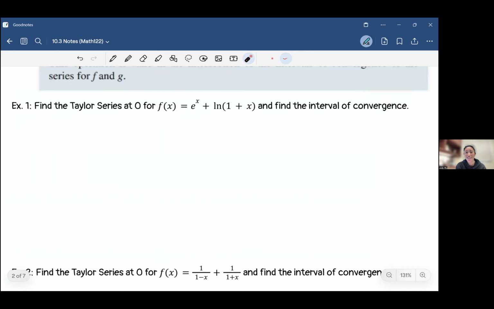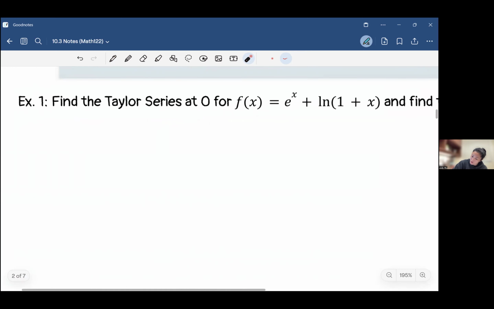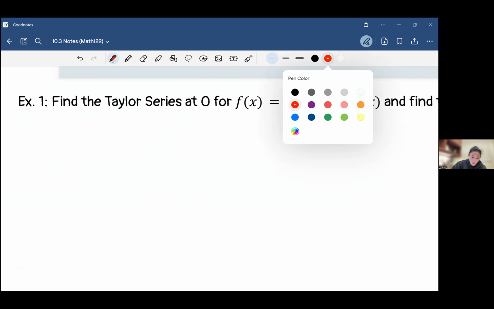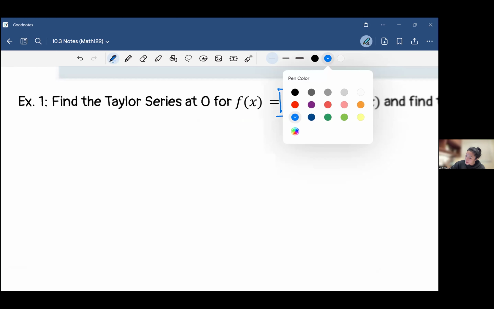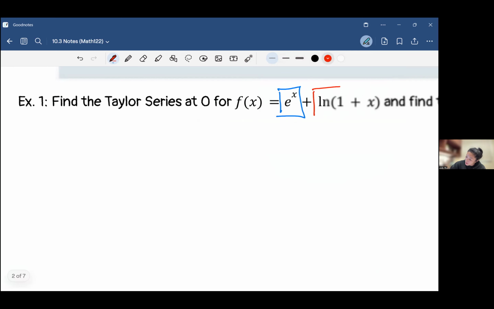Find the Taylor series at 0 for f of x equals e to the x plus natural log of 1 plus x, and find the interval of convergence. All right, so I notice that I've got my e to the x and I've got my ln of 1 plus x. So e to the x is my first Taylor series, and my ln of 1 plus x is my second Taylor series. And I can see from here very clearly that I'm adding them together.